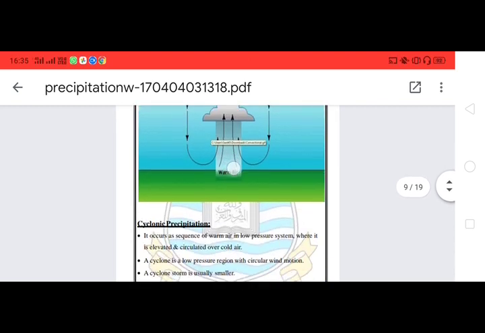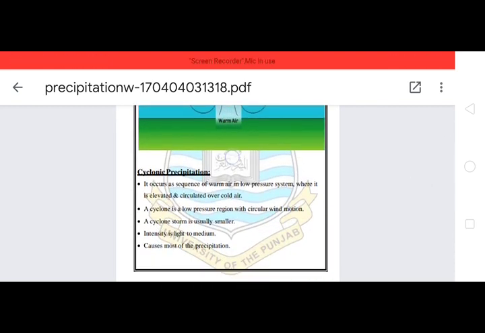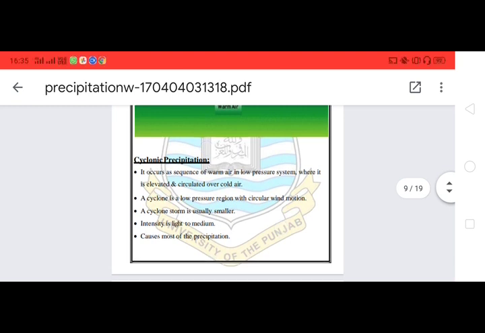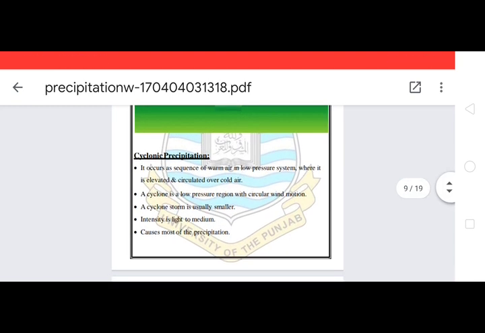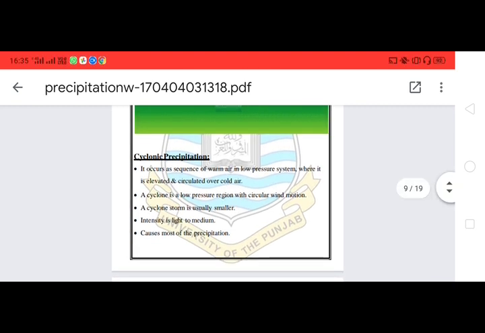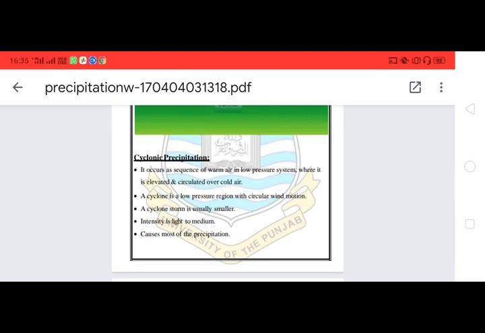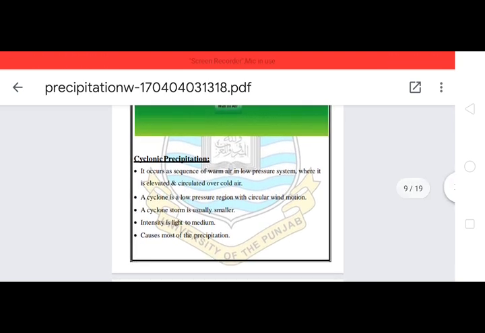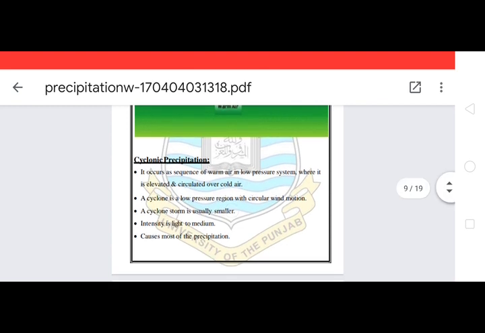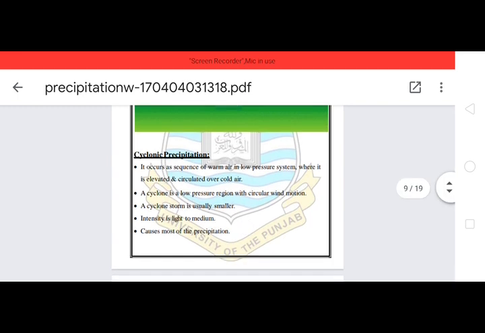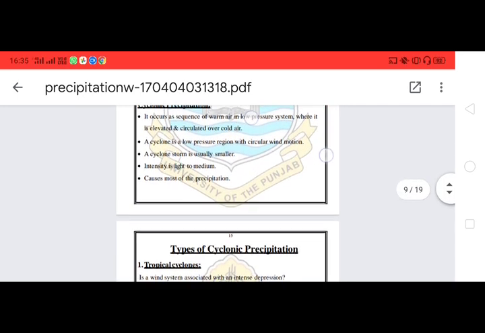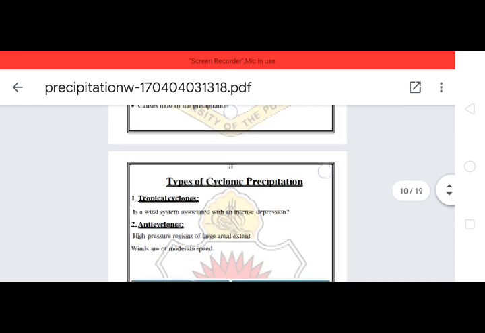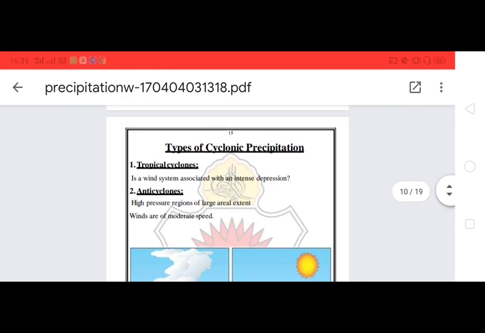Okay. So the next point which should be discussed is cyclonic precipitation. It occurs as a sequence of warm air in a low pressure system where it is elevated and circulated over cold air. A cyclone is a lower pressure region with circular wind motion. A cyclonic storm is usually smaller. Intensity is light to medium. It causes most of the precipitation. It is the common cause behind most precipitation. Types of cyclonic precipitation are discussed here.